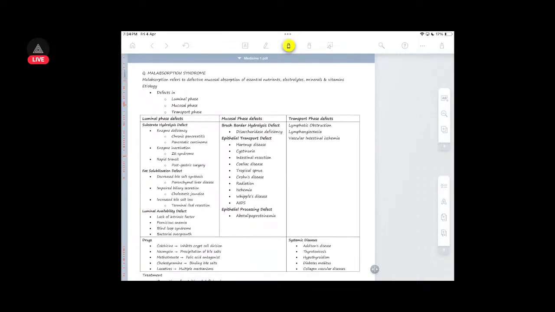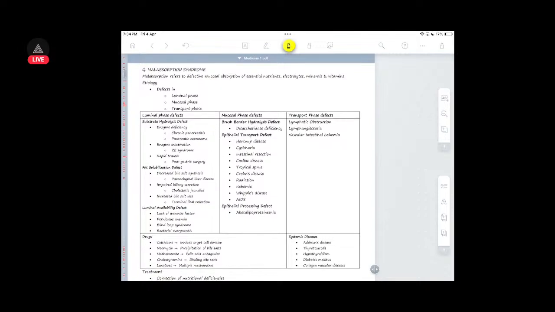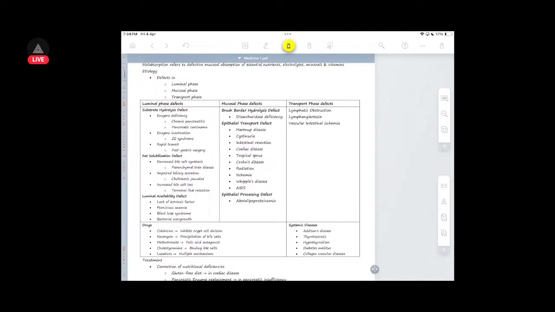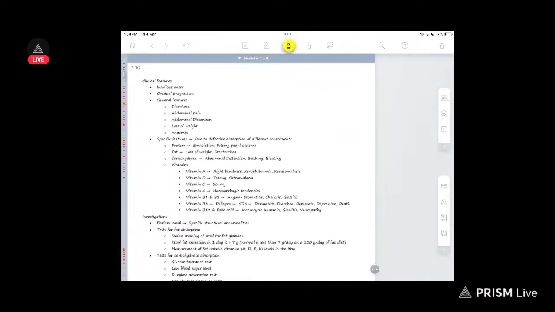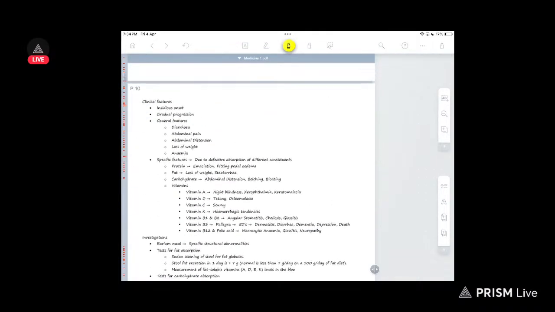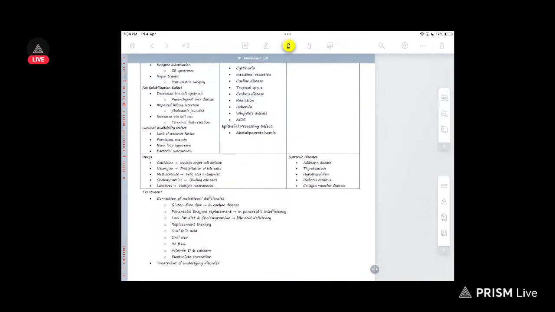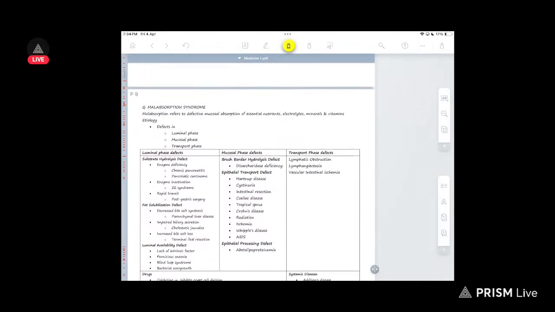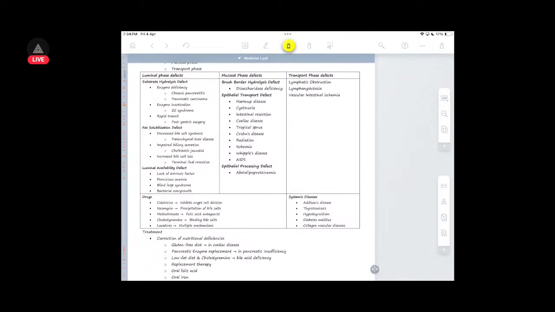Malabsorption syndrome actually refers to a defective absorption of essential nutrients, electrolytes. Etiology is a defect in the luminal phase, mucosal phase, or transport phase. And I feel this is not that important of a topic. I don't think they ask malabsorption syndrome.